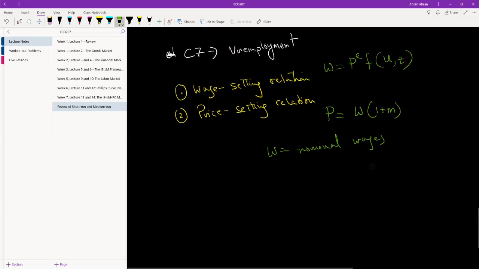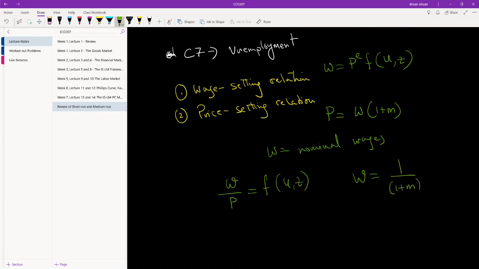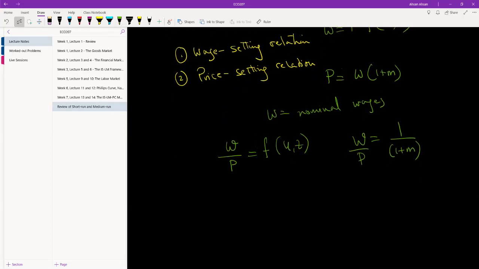And so what we did is with these two relations, with the wage setting relation, we divided both sides with price. And with the price setting relation, same thing. We divided both sides with price. And we got this. We put them together. This is what we found.